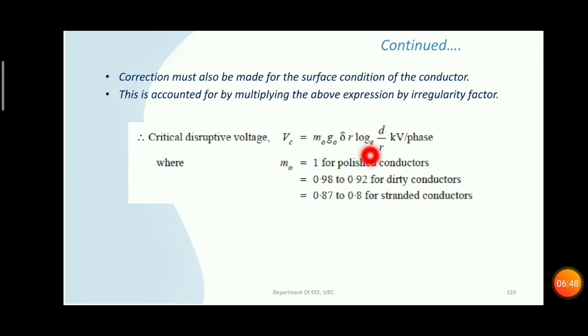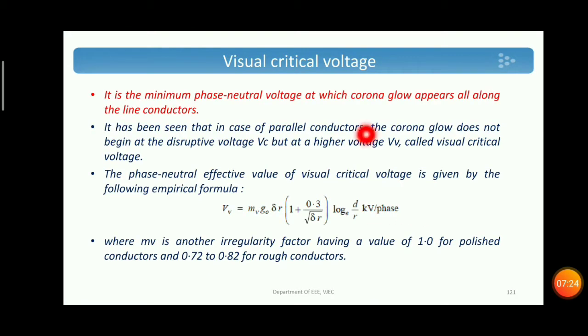And there is also a change in critical disruptive voltage depending on the surface condition of the conductor. In order to accommodate the surface condition, a factor called the irregularity factor M0 is introduced. Then Vc equals M0 G0 delta R log D by R. M0 equals 1 for polished conductors, 0.98 to 0.92 for dirty conductors, and 0.87 to 0.8 for stranded conductors.